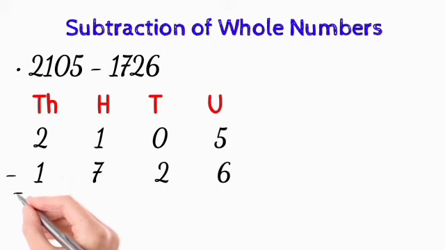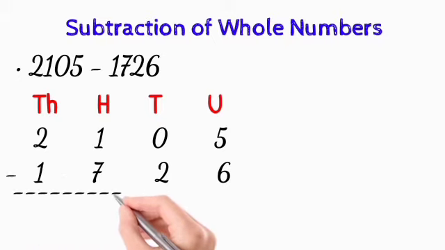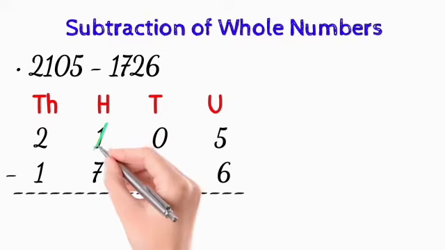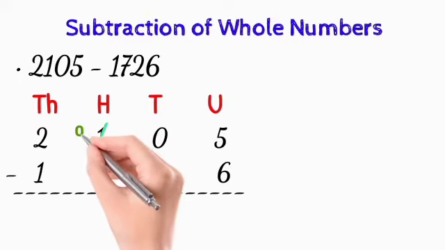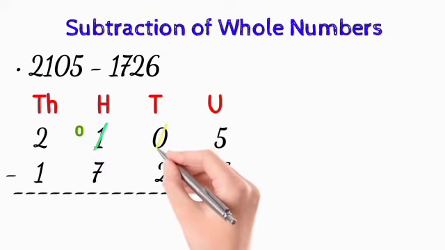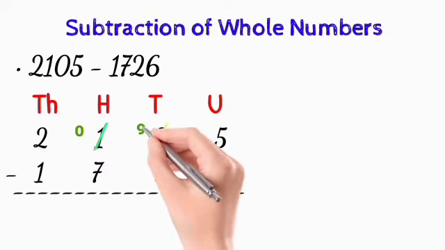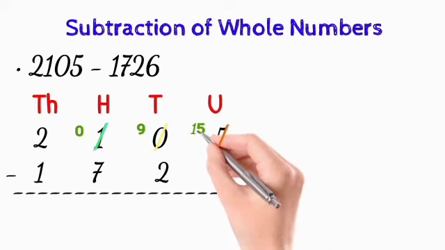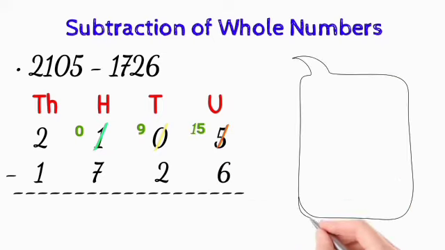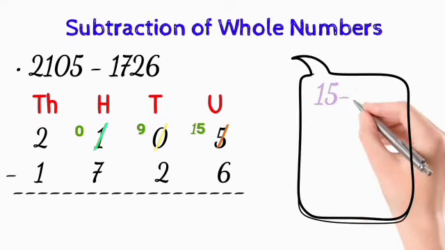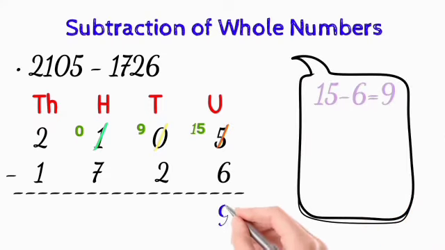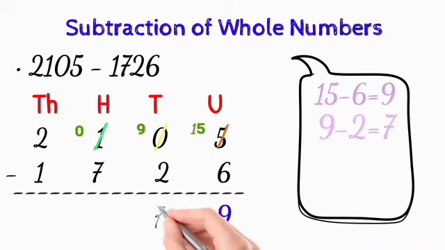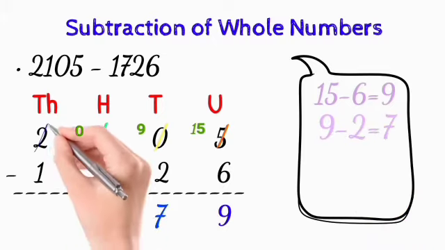Now we subtract them. We cannot subtract 6 from 5, so we take 1 ten borrow from tens place digit. Here is 0, so we can't take 1 ten from 0. So, instead of borrowing from 0, we borrow from 10. 0 is left there as 9, and 1 ten plus 5 becomes 15 units. Now we can minus 6 from 15. We have 9. Write 9 in unit place digit. In tens place digit, 9 minus 2 is 7. Write 7 in tens place digits.